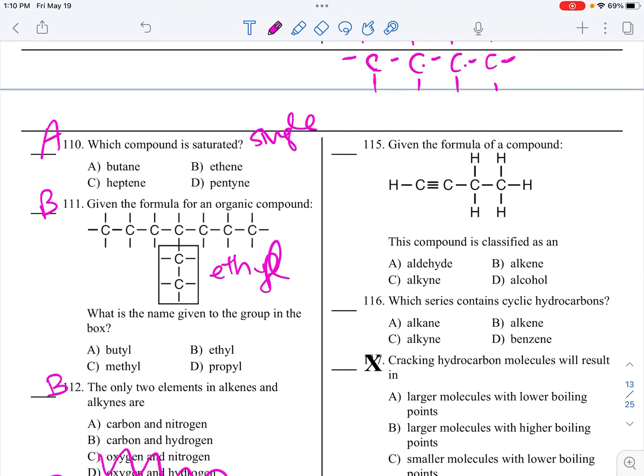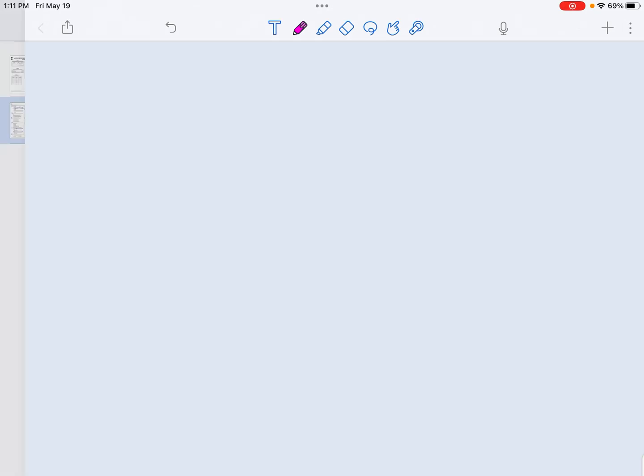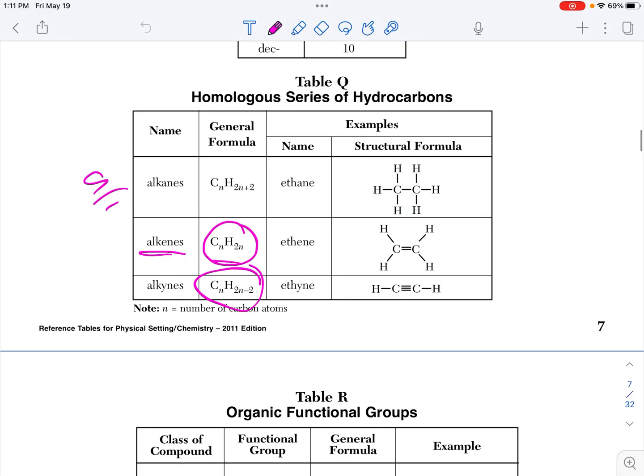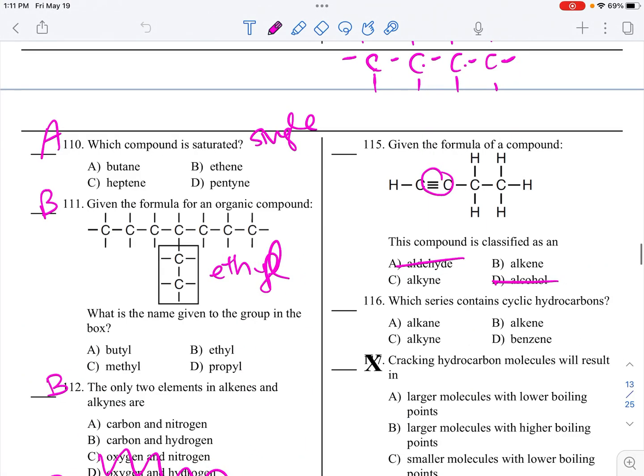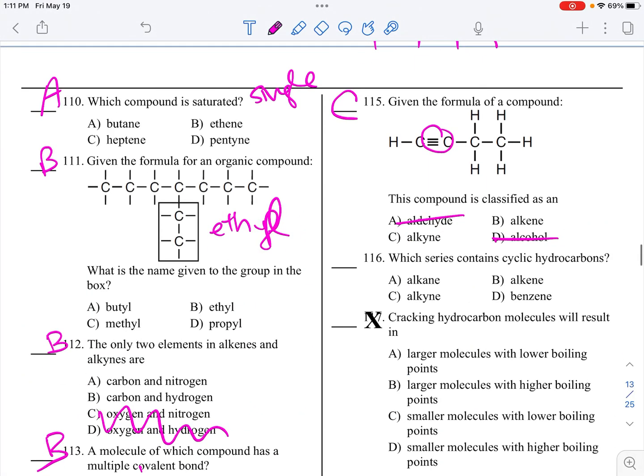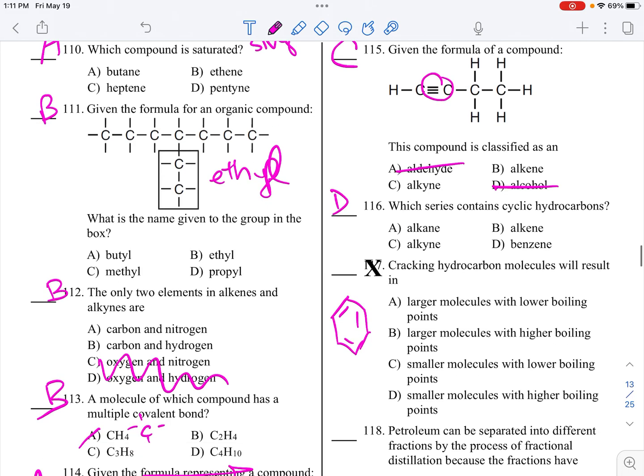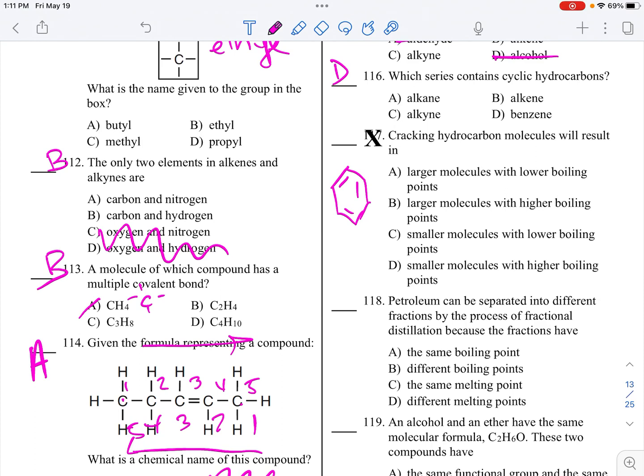What is this? All we have is a hydrocarbon, so it's not an alcohol and it's not an aldehyde. So then we say, okay, we've got a triple bond. Going back here, a triple bond is called an alkyne. Use your reference tables. Cyclic hydrocarbons, it's called a benzene. That's something we memorized. It looks like this. Each of those points is a carbon, with alternating double bonds. We did not talk about cracking, so don't worry about that.